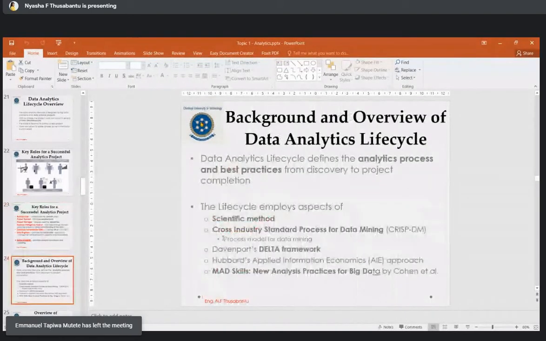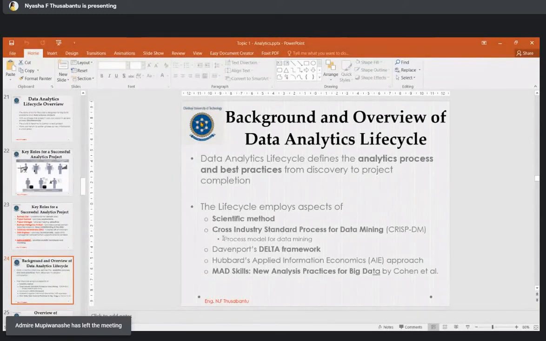So there are many life cycles that were created over time. There's the CRISP model, there's the Delta framework, and MED. All those types of analytics life cycles were created. And then some of them, like the cross-industry standard process for data mining, was modified to come up with the modern big data analytics lifecycle. It was simplified to give all this.